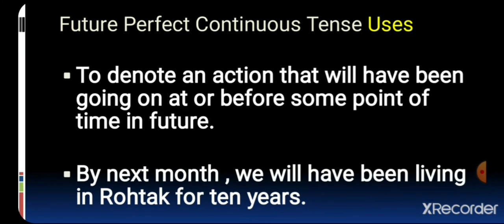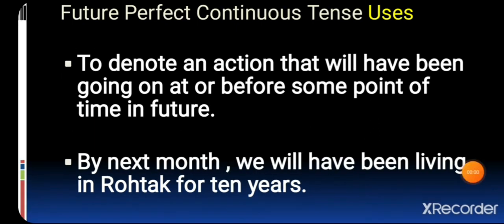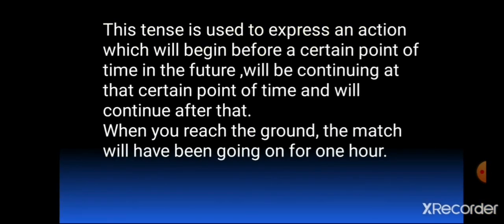Now students, let's discuss the uses of future perfect continuous tense. Students, this tense is used to denote an action that will have been going on at or before some point of time in future. Remember, to denote an action that will have been going on, which is continuing, that will be going on, okay, at or before some point of time in future. For example, students, by next month we will have been living in Rohtak for 10 years.